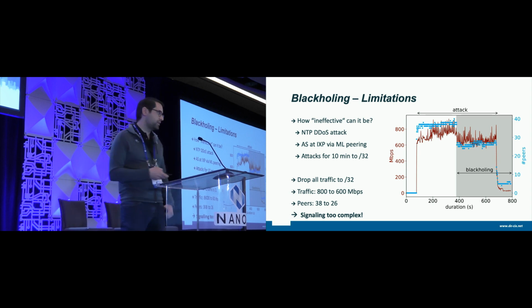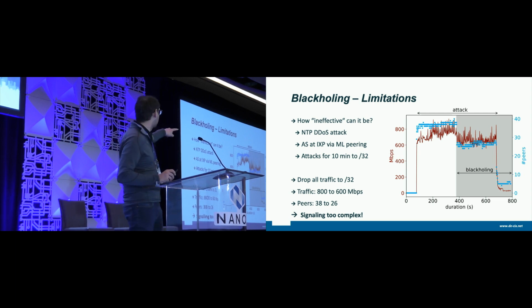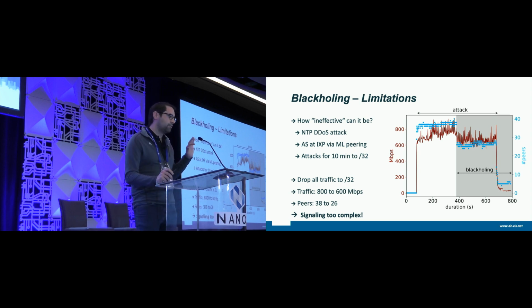And actually, we see in the first place that traffic came in from about 40 peers, right? So the blue dots in the white part of the plot. And then traffic levels between 600 and 800 megabits per second. And then the gray part is when we activated blackholing.